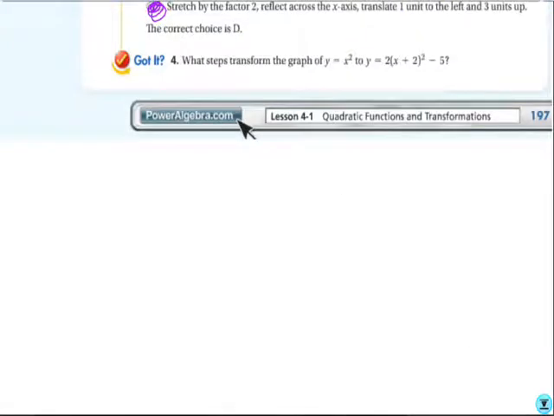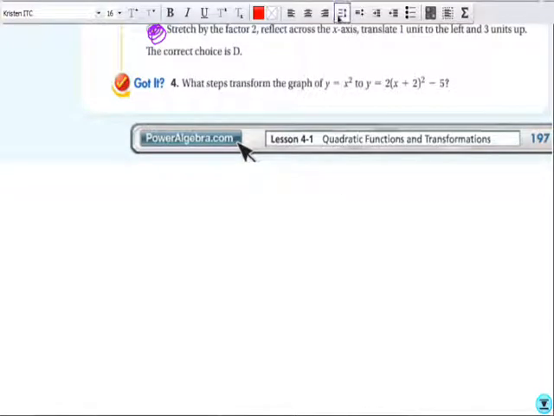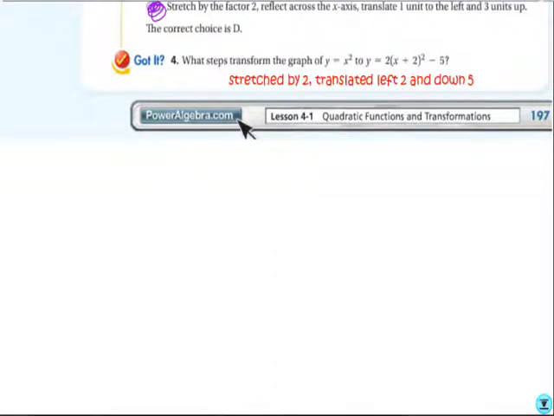So, what translates this one? Go ahead and take a second, pause the video here, and get an answer. What is the translation that is going on in 4? Pause the video now. Hopefully you have something like this. Maybe it doesn't have to be in this order, but it's stretched by 2, translated left 2, and down 5. All right.